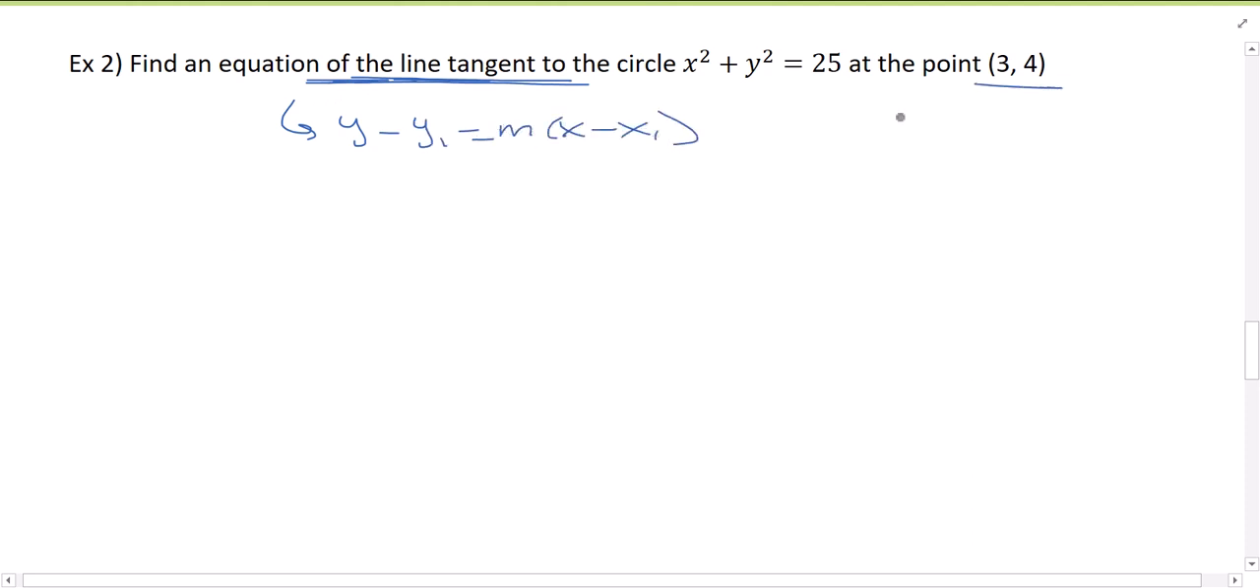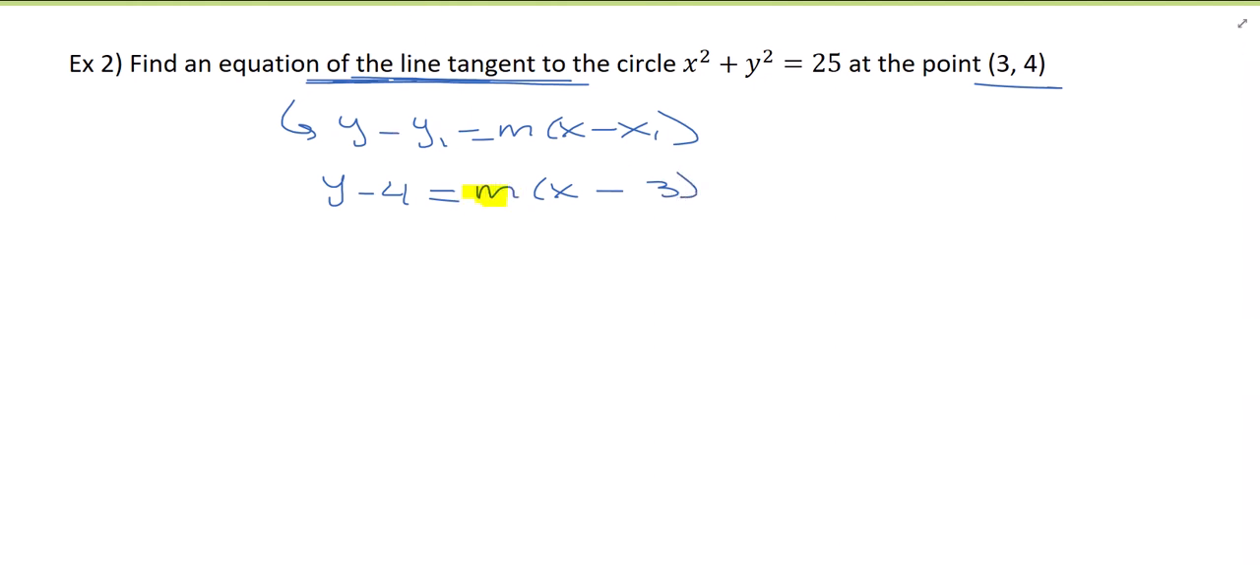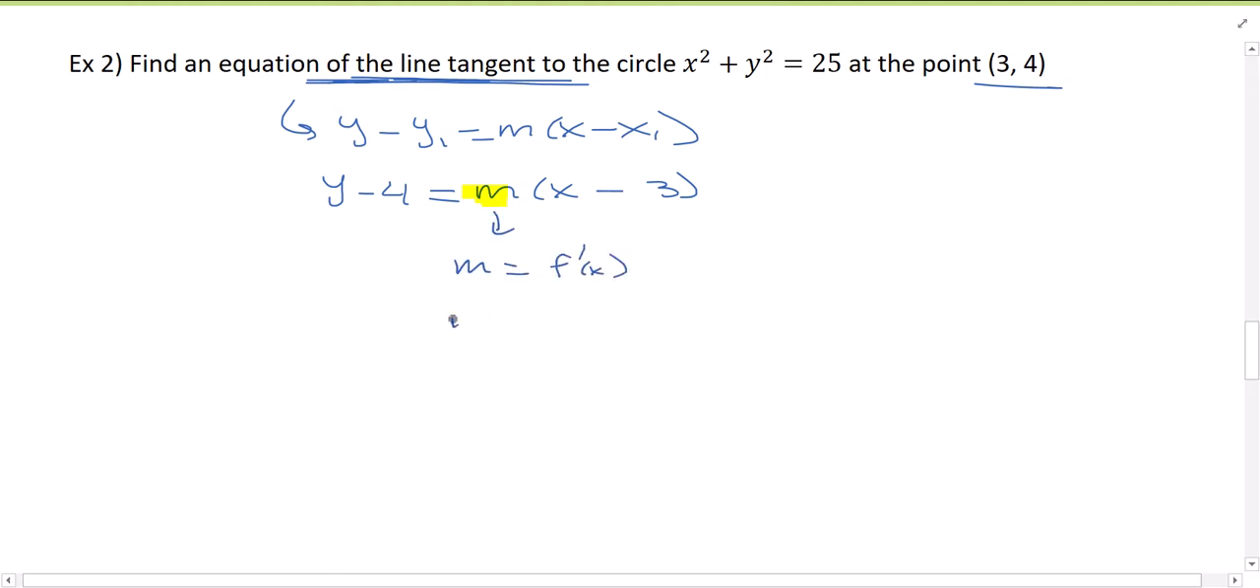And in this case, we have the point is (3, 4), so I can say y minus 4 equals m times x minus the x value, which is 3. So we really just need the slope. And we know that the slope is f prime of x, or with the other notation, dy dx, or you can also call that y prime. And so how do we find dy dx? We'll do it two ways, right? Finding it explicitly, so meaning solving for y in terms of x, and then we'll do it implicitly when we leave it, we don't solve for y.